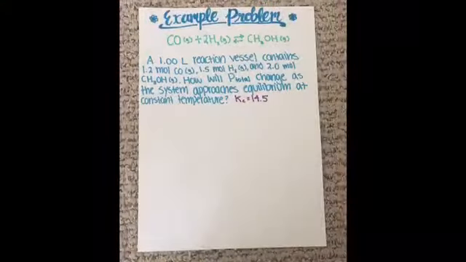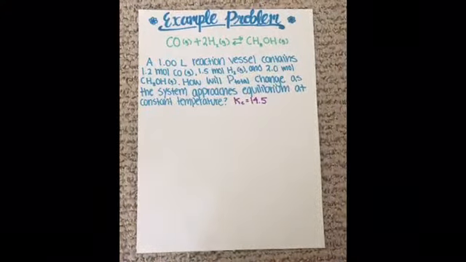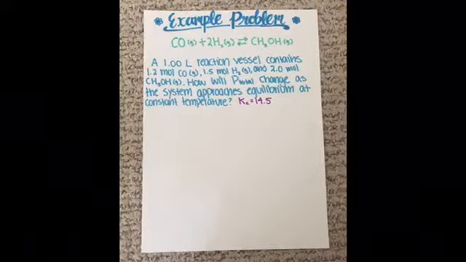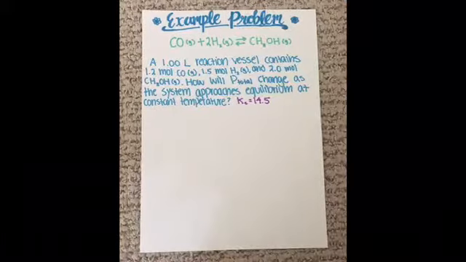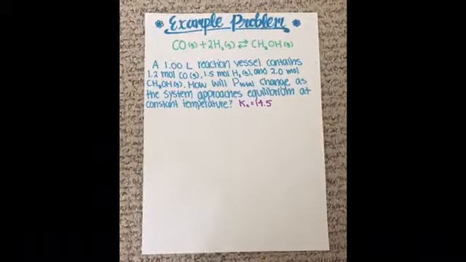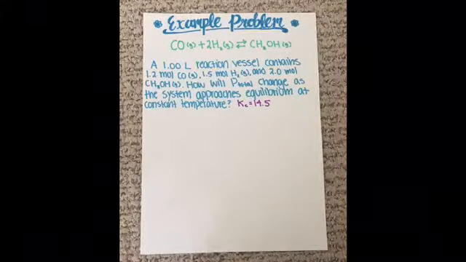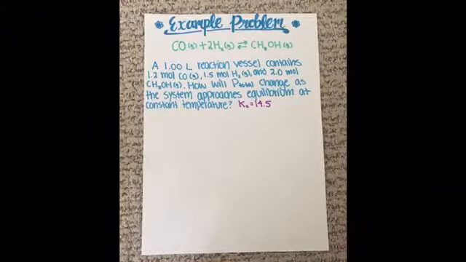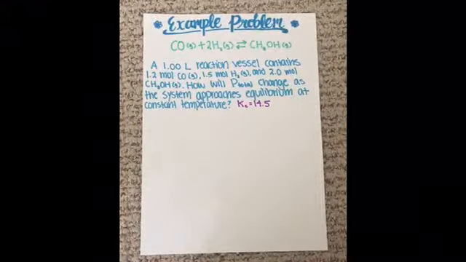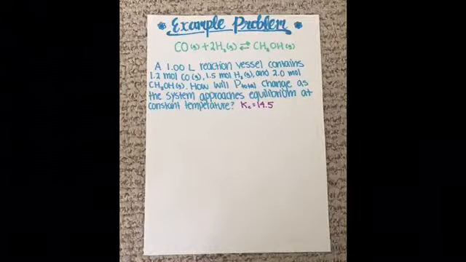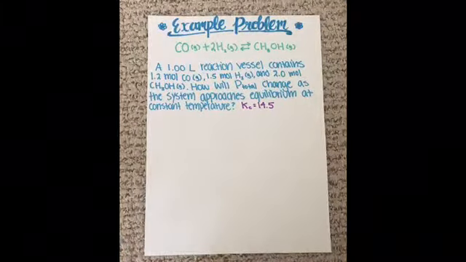Now that we know the relationship between Q and K, we can use this knowledge to solve a problem. CO plus 2H2 reacts to form CH3OH. A 1.00 liter reaction vessel contains 1.2 moles of CO, 1.5 moles of H2, and 2.0 moles of CH3OH. How will the total pressure change as the system approaches equilibrium at constant temperature? And Kc equals 14.5.